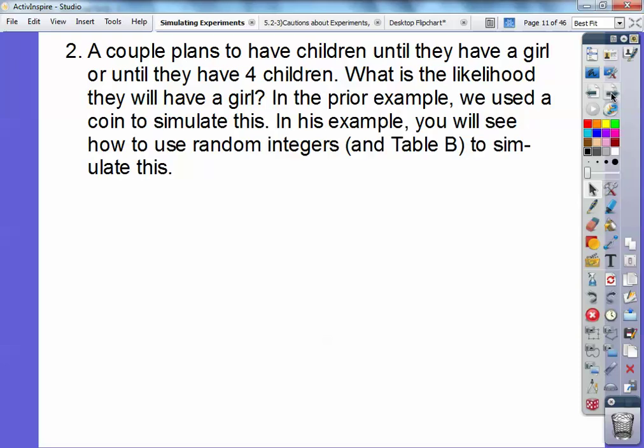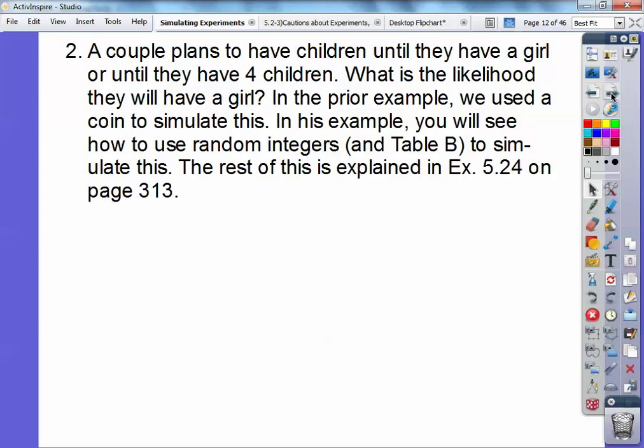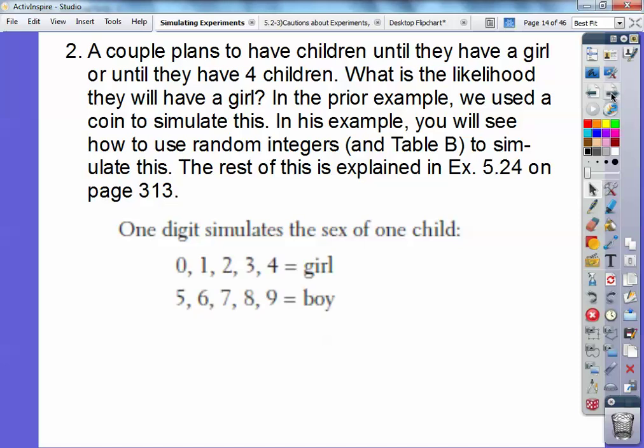All right, so here we go. In the prior example, we used a coin to simulate this, but I'm going to show you how to use Table B as well. The rest of it is explained on example 524 on page 313. On Table B, we're going to have one digit simulate the sex of a kid. Of the digits 0 through 9, that's 10 digits. So 50-50: the first 5 digits, 0 through 4, will be a girl, and the second 5 digits will be a boy.